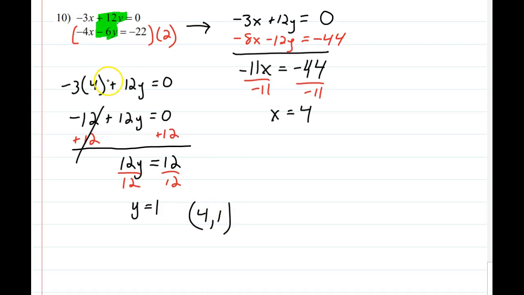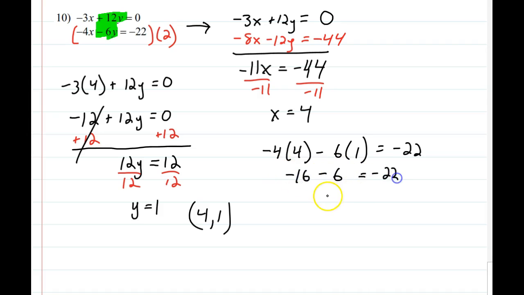So I use the top equation to get my answer, so I'll use the bottom one to check it. So negative 4 times 4 minus 6 times 1. If I'm right, this should equal negative 22. So this gives me negative 16 minus 6, which does equal negative 22.